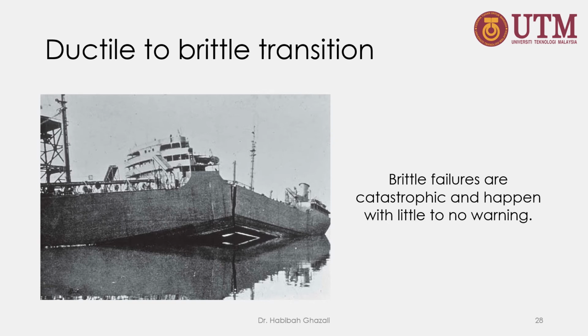Initially it was thought that the hull had a series of bad weld joints. But actually, this ship was built on the Pacific side of the United States, where the water is warmer. So when it was built, the steel exhibited ductile behavior. But when it was docked on the Atlantic side, the water is much cooler and therefore the material transitioned from being ductile to brittle. So this is the failure they observed, a brittle failure.